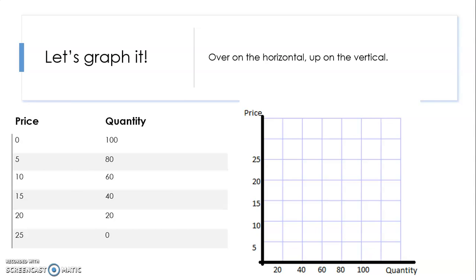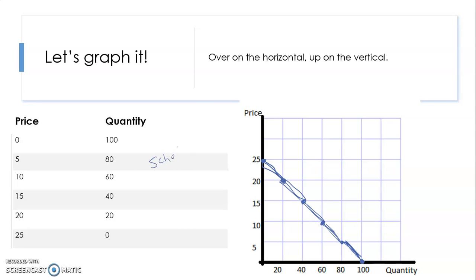Our first point is we move over 100 units and up 0. Then we move over 80 units and up 5. Then we move over 60 units and up 10. Then we move over 40 units and up 15. Then we move over 20 and up 20. And then over 0 and up 25. And connect those dots. It's ugly, but it does the job. So we took that demand schedule and we created a graph.